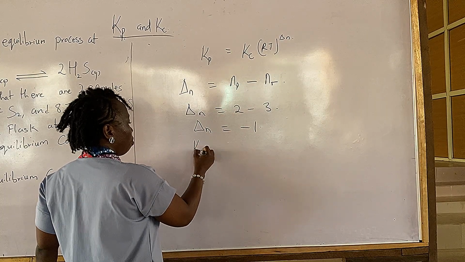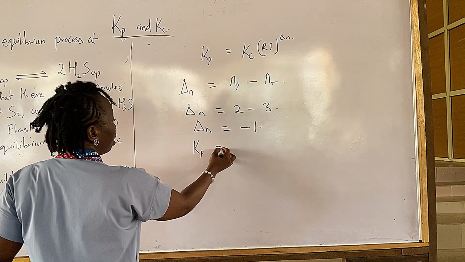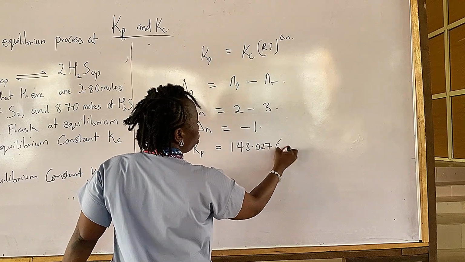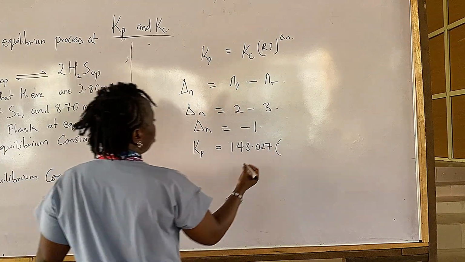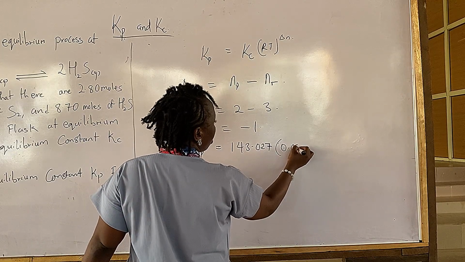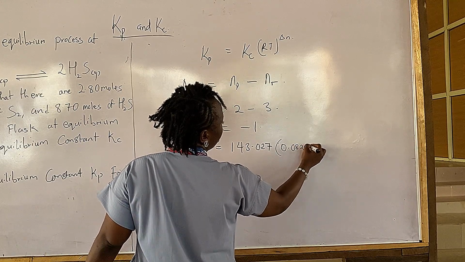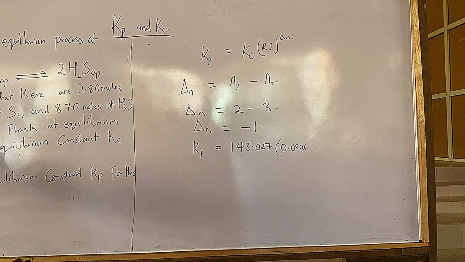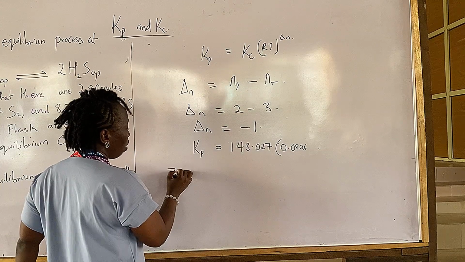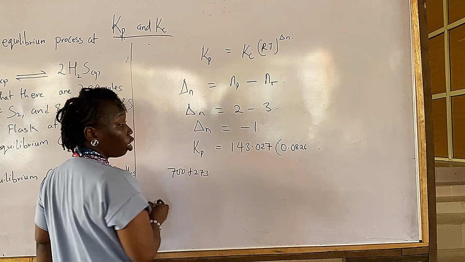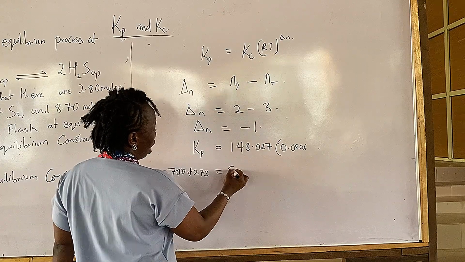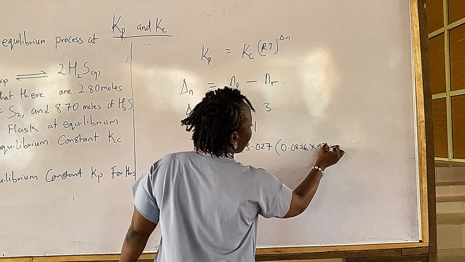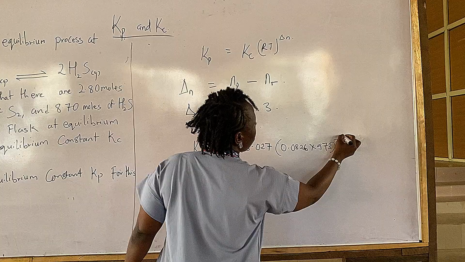And we calculated Kc to be 143.027. R is our gas constant of 0.0826, times what is the temperature in the question? Temperature is 700. So we say 700 plus 273, because it's always absolute temperature. And that will give us 973. So it means times 973 raised to power minus 1.